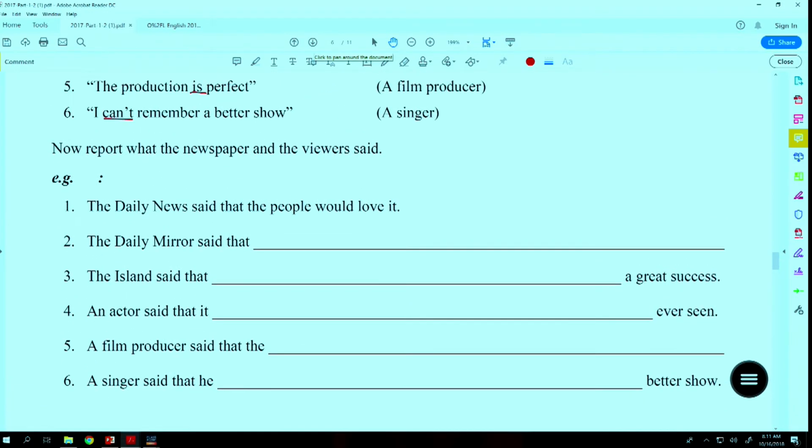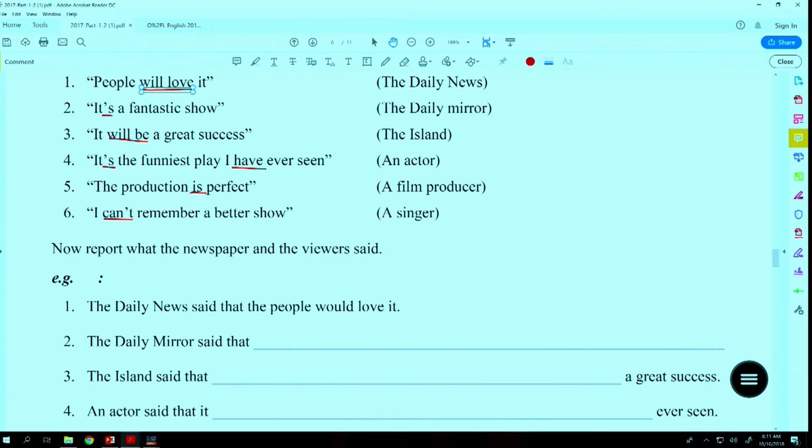Right, check the first one. The Daily Mirror said that. What? You have to change it is. Then it should be it was. It was a fantastic show.